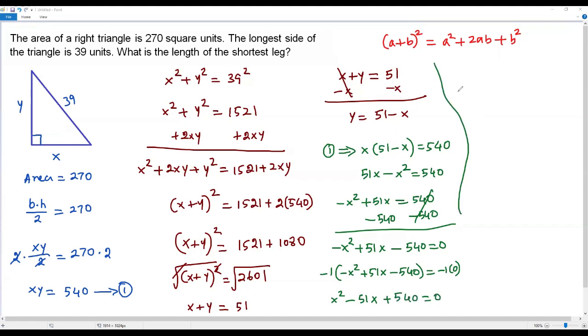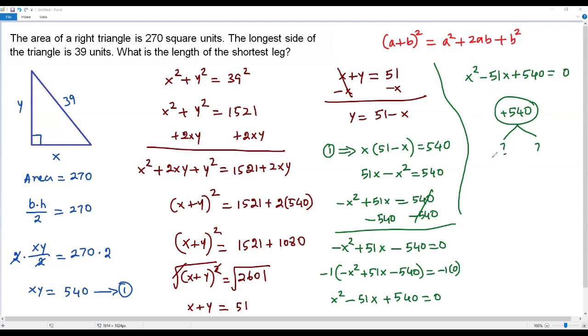Now let me take the same equation over here, that is x squared minus 51x plus 540 equals 0. I think this quadratic equation can be solved by factoring. To solve it by factoring, I have to multiply the constant term, positive 540, by the coefficient of x squared, that is 1. When I multiply 1 and positive 540, I still get positive 540. Now I have to get two factors of positive 540 so that the product of the two factors equals positive 540 and the sum of the two factors equals the coefficient of x, negative 51.